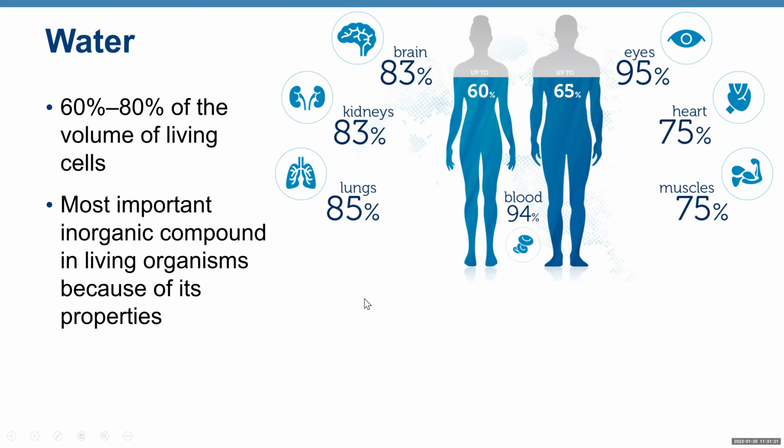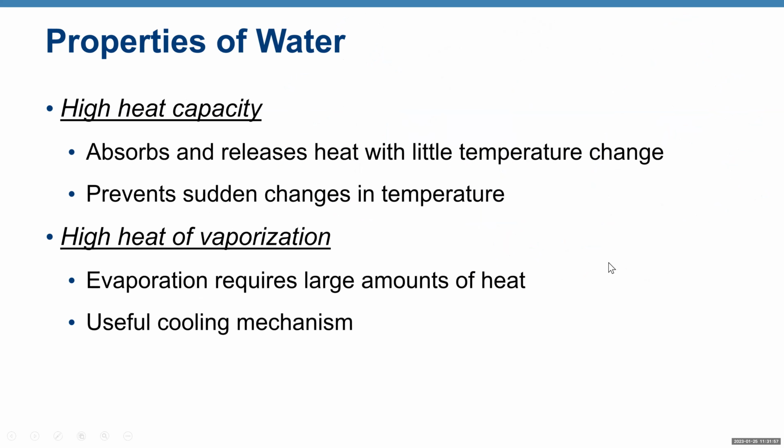Now, water. Water is an inorganic compound. It's 60 to 80% of the volume of living cells. It's the most important inorganic compound in living organisms because of its properties. You can see it's amazing: your brain is 83% water, kidneys 83, lungs 85, eyes 95, heart 75, muscles 75%. If you look at your blood, it's 94% water, right? Now, about 60% of a female body is water and about 65% of a male body is water. Properties of water. It has high heat capacity.